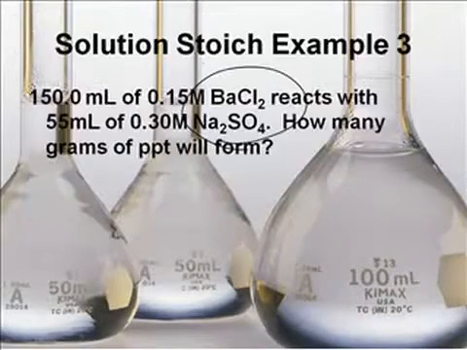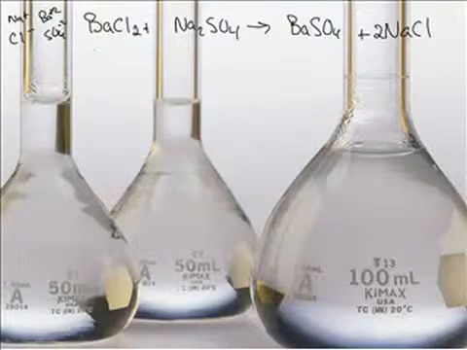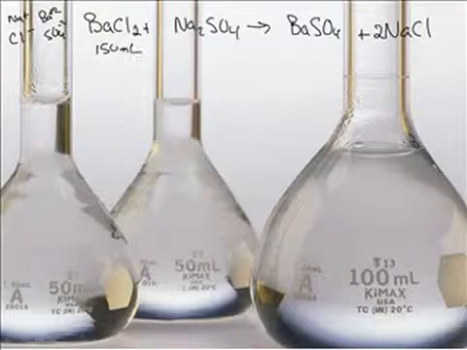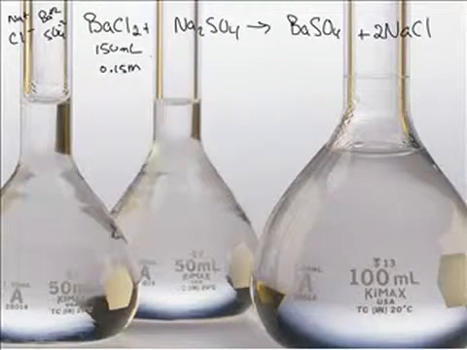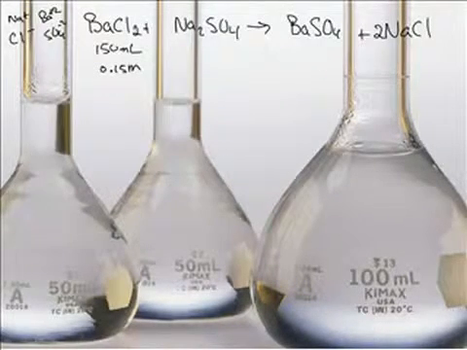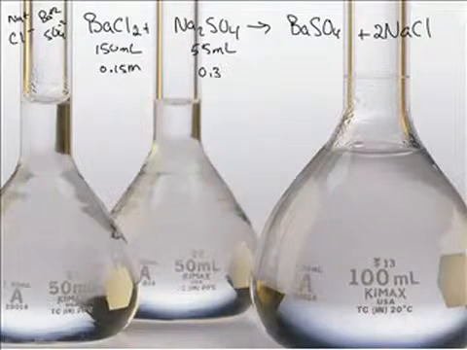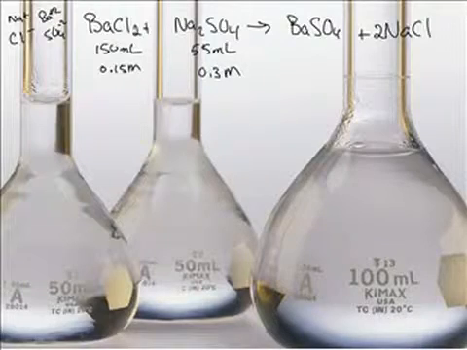Now what do I know here? I have 150 milliliters, and it's 0.15 molar. Now the sodium sulfate is 55 milliliters, and 0.3 molar. Now wait a second. We have 2 different M's and V's, don't we? So this is a limiting reactant and solution stoichiometry problem.